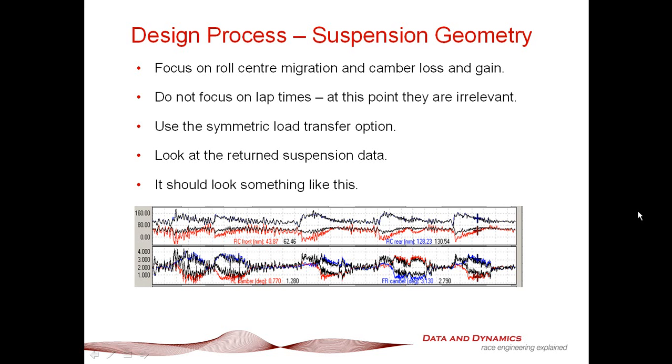You use the symmetric transfer load option in ChassisSim, and you look at the return suspension data. One of the great things about ChassisSim is that we return the actual camber, the front-based force-based roll center, and the rear-based force-based roll center. So you can look at this until you're basically blue in the face.